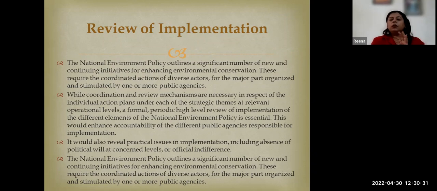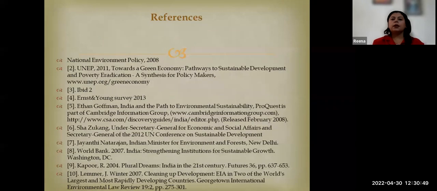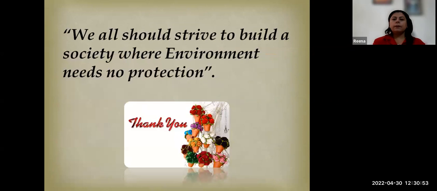So whatever different studies are being taken up, we are identifying many diverse actors in a coordinated manner who are taking actions in our environment and in society, and which are stimulated by many public agencies, but this is taking place. So these are the references you can consider.